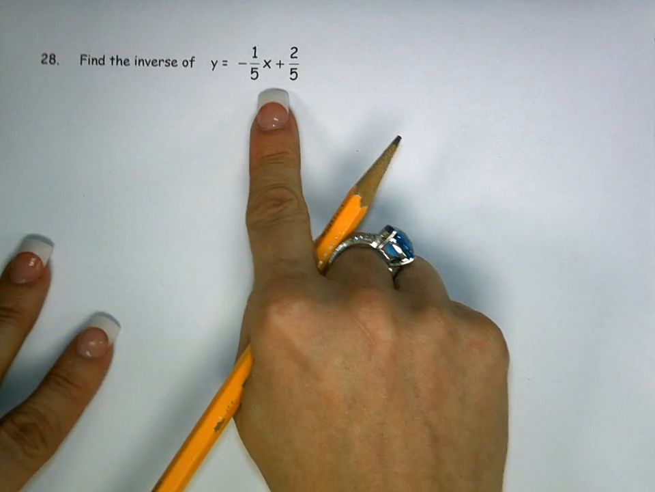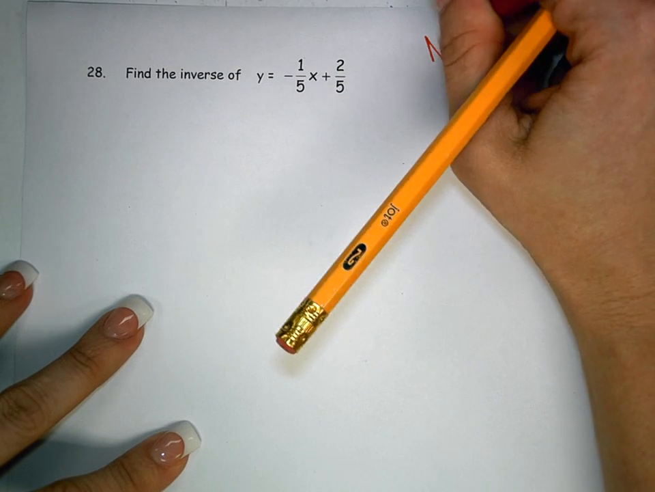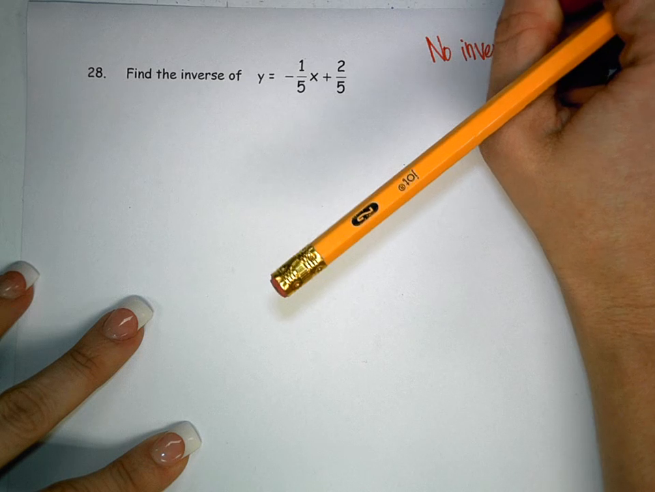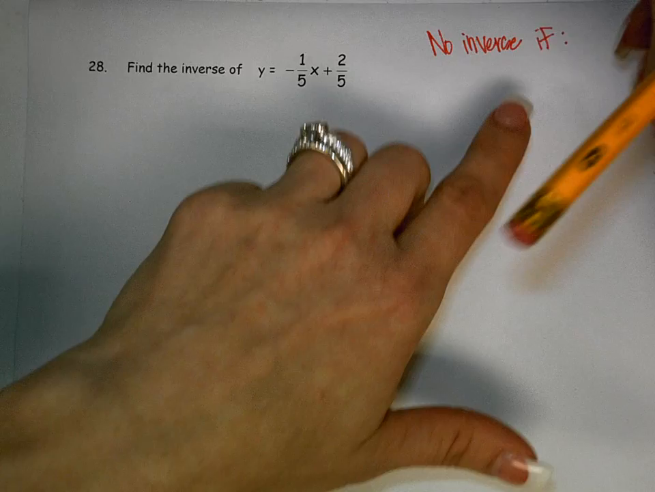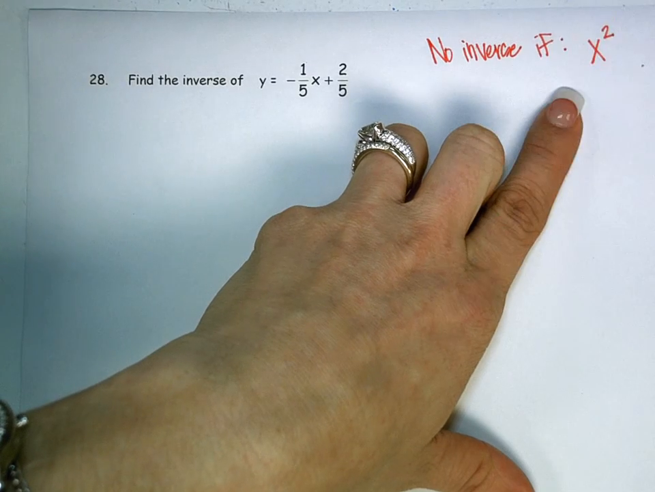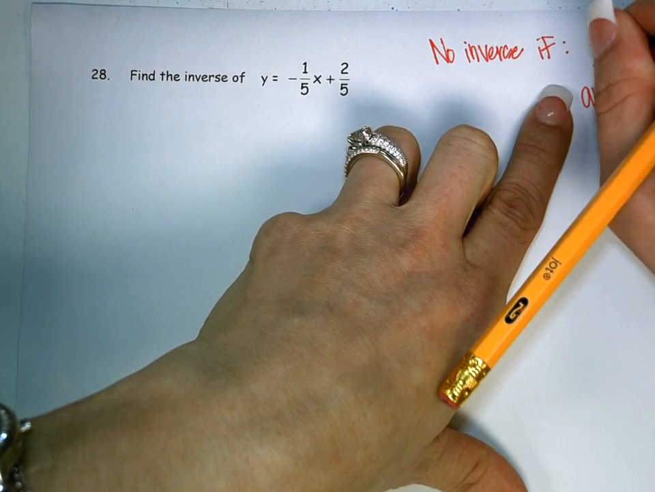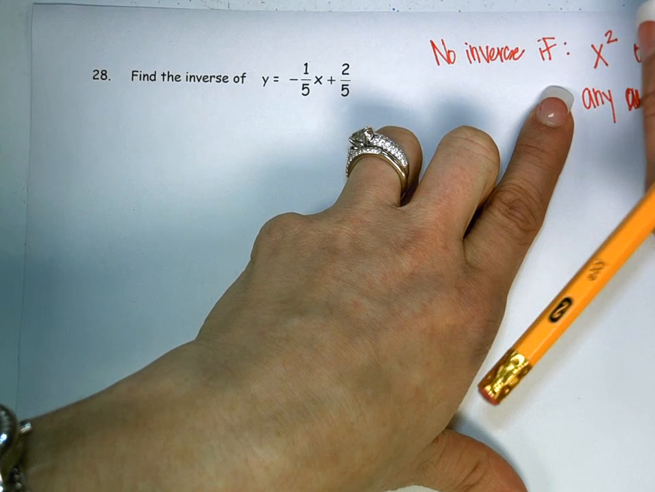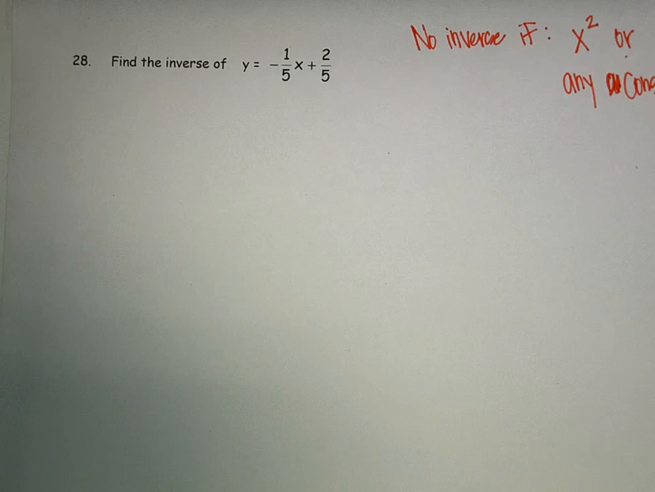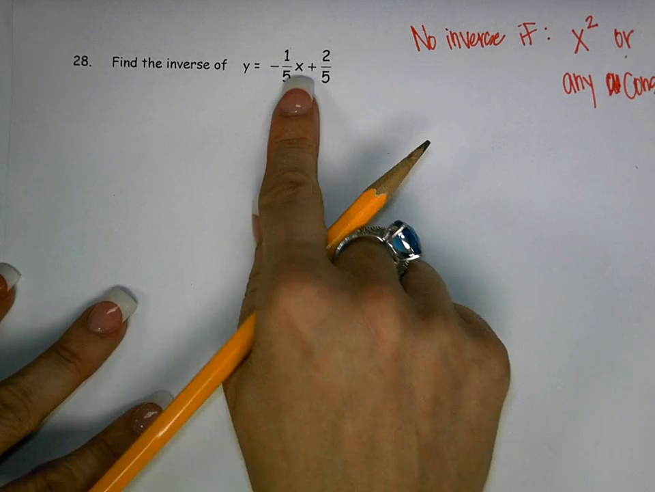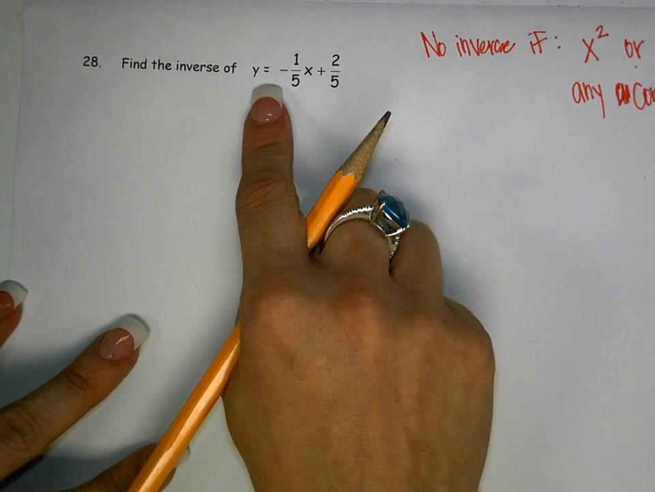And then the last one on here is number 28, to find the inverse. Before you can find the inverse of something, what are the 2 things that do not have an inverse? There is no inverse if you have an x squared in the equation or any constant number. Any constant means there's no x's or y's. It's just like a number, so x equals 3 or y equals 2, something like that. If there's no other parts involved.